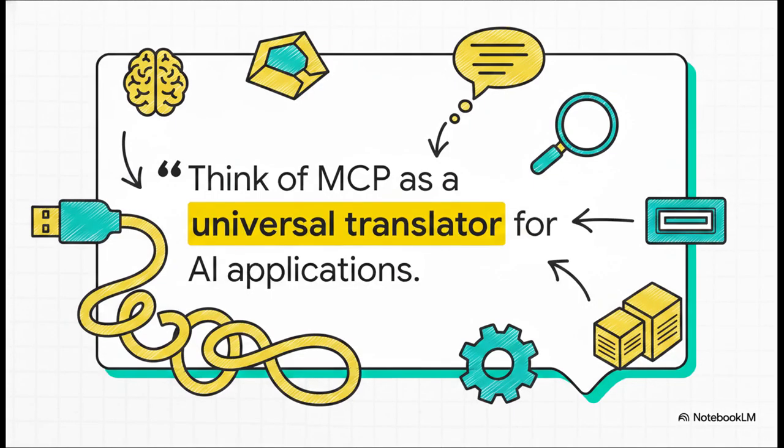And this is exactly where the Model Context Protocol steps in to save the day. The easiest way to grasp this, think of MCP as a universal translator for AI applications. It's kind of like a USB port. A USB port lets you plug almost any piece of hardware into a computer without having to rewrite the motherboard software, right? In that exact same way, MCP gives AI a single standardized way to communicate with any external tool.